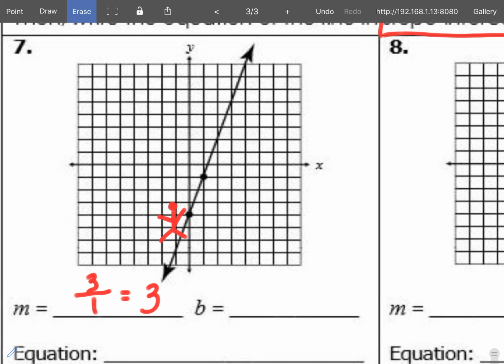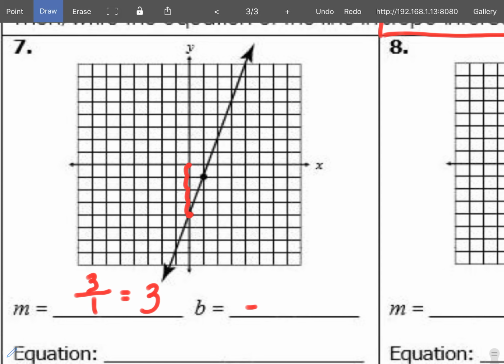What's my y-intercept? Where does it intercept the y-axis? Well, if I go down, down, down, doesn't it hit it right there? At this point? What point is that? So I'm going to start at 0, 0. I'm going to go down 1, 2, 3, 4. It's a -4.